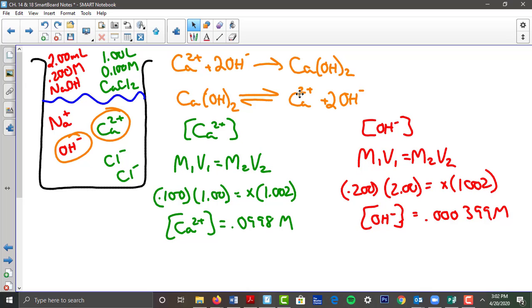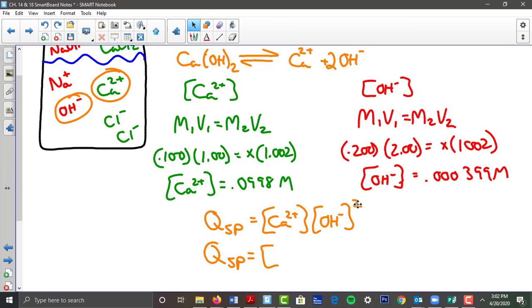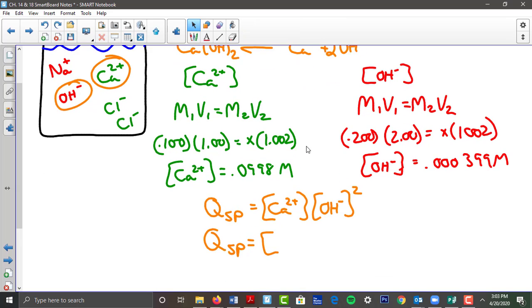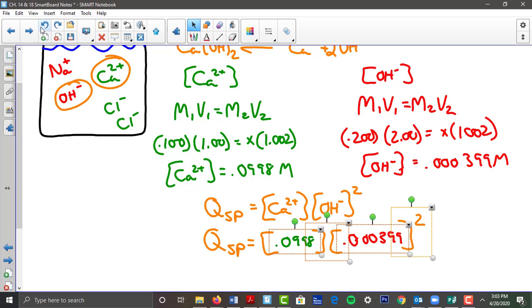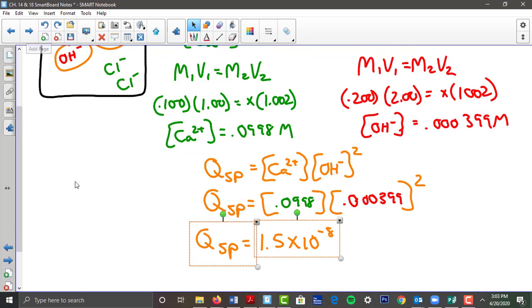So now we're going to use our equilibrium expression. Calcium times hydroxide raised to the second. And remember, the reason we're raising it to the second is because there's a stoichiometric coefficient of 2 in front of it. So if we plug in the 0.0998 in green and the 0.000399 in red and solve for Q, upon mixing, the reaction quotient is 1.5 times 10 to the negative 8.